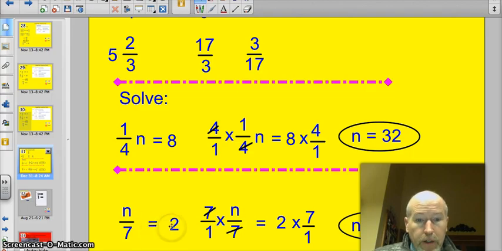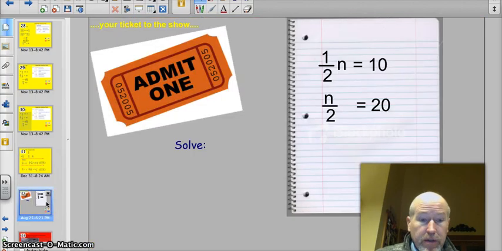All right, go ahead here. This one, we had n over 7, so we really have to multiply it by 7 over 1, because this is like 1/7. So 7's cross off, leaving us just plain old n on this side. 2 times 7 is 14 over 1. It's 14. Substitute that back in. 14 over 7 does equal 2. You can see the answers. All right, here's your ticket to the show. Go ahead and try solving these two for tomorrow.